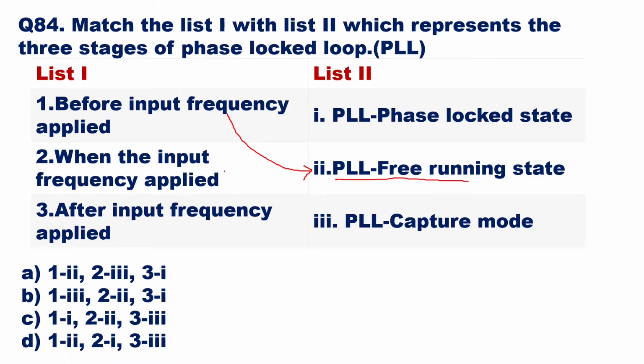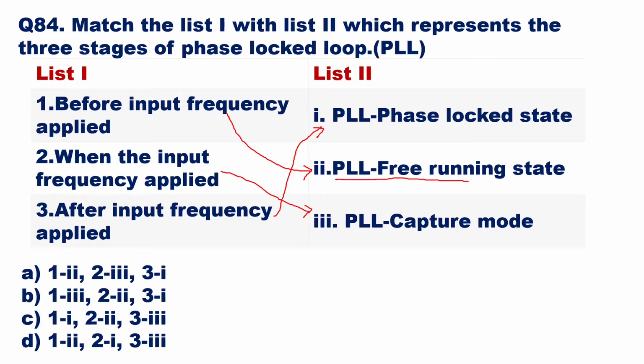When the input frequency is applied, then it is in capture mode. The PLL is in capture mode. After input frequency is applied, the PLL is in phase locked mode. It is in phase lock mode. So then what are the options? For number one in list one, we have option two in the list two. Number two, we have option three. And number three, we have option one.